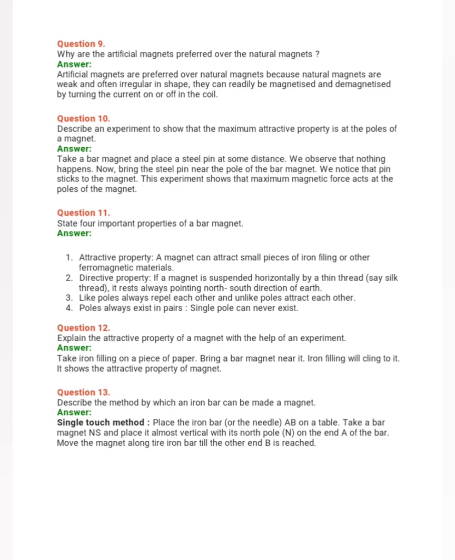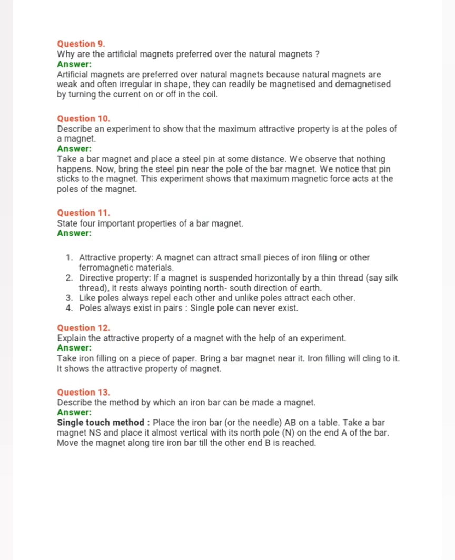Question 13. Describe the method by which an iron bar can be made a magnet. Answer. Single touch method. Place the iron bar or the needle AB on a table. Take a bar magnet NS and place it almost vertical with its north pole N on the end A of the bar.